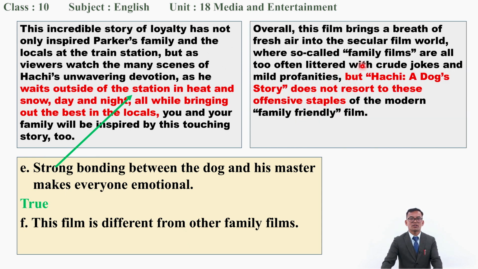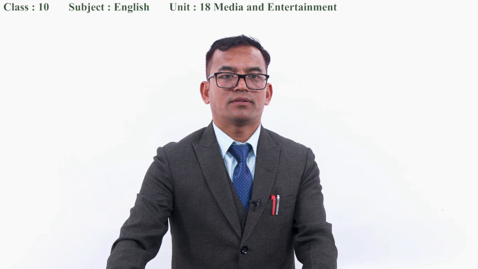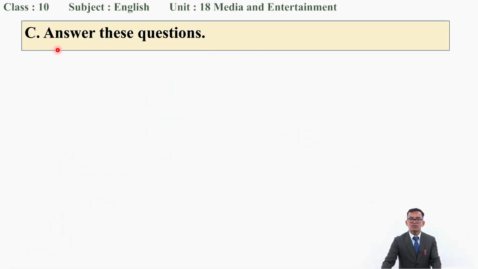But you have the connector here, but. Hachi, a Dog's Tale, does not resort to these offensive staples. This means, it says, what? So-called family films are too often littered, but Hachi is not. So what about the statement? You're right. The statement is true. Hope, dear students, you enjoyed this true and false section. Now, let's go to the answer question section. Can you read the instruction? Answer these questions. Right.